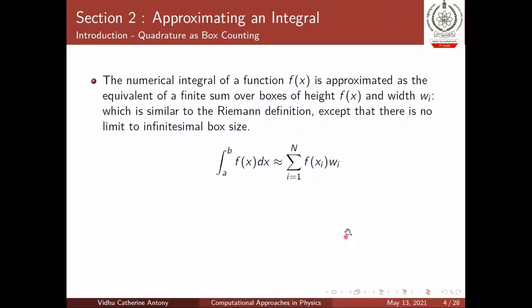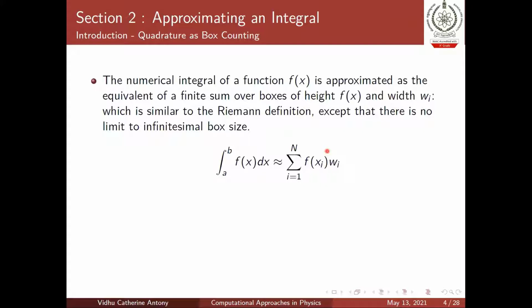Now that we've got the basics, let us clear all of this and go to this. The numerical integral of a function f of x is approximated as a sum over boxes of height f of x and a width w; you take the product of those two and sum it up. This is similar to the Riemann definition of the integral. What distinguishes it from the Riemann definition is that there is no limit here. In the Riemann definition, you have a limit.